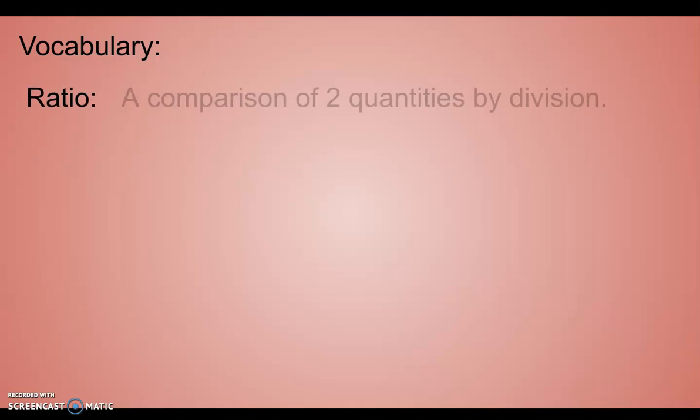Now, we do have one vocabulary word. If you are writing notes, then go ahead and write this vocabulary word in your interactive notebook, or if this is a review, you are more than welcome to read it again and comprehend it. Now, the word is ratio. What is a ratio? A ratio is a comparison of two quantities by division.